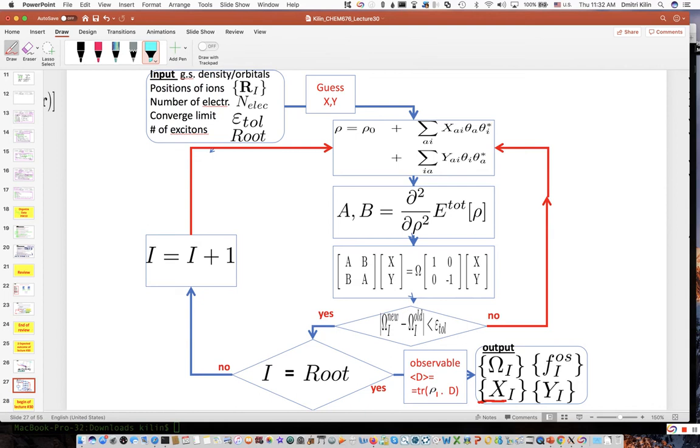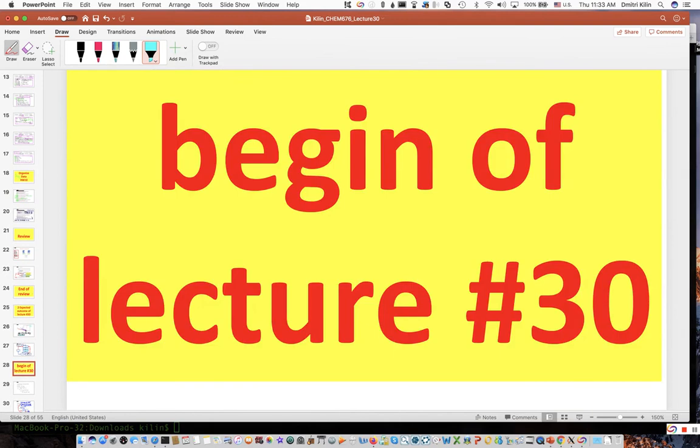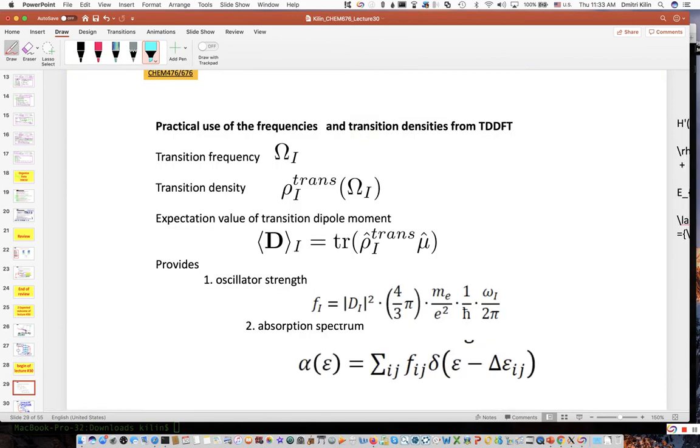We have seen these equations before, like the Casida equation, and since we are speaking about pairs of orbitals, it is a second functional derivative instead of the first one for the coefficients of this equation. So we are starting the lecture right now. Excited state theory has the goal of finding the transition frequency or transition energy and the transition density, because it helps to obtain the transition dipole by taking the trace of the transition density matrix and the dipole operator. And this transition dipole is used to compute the oscillator strength.